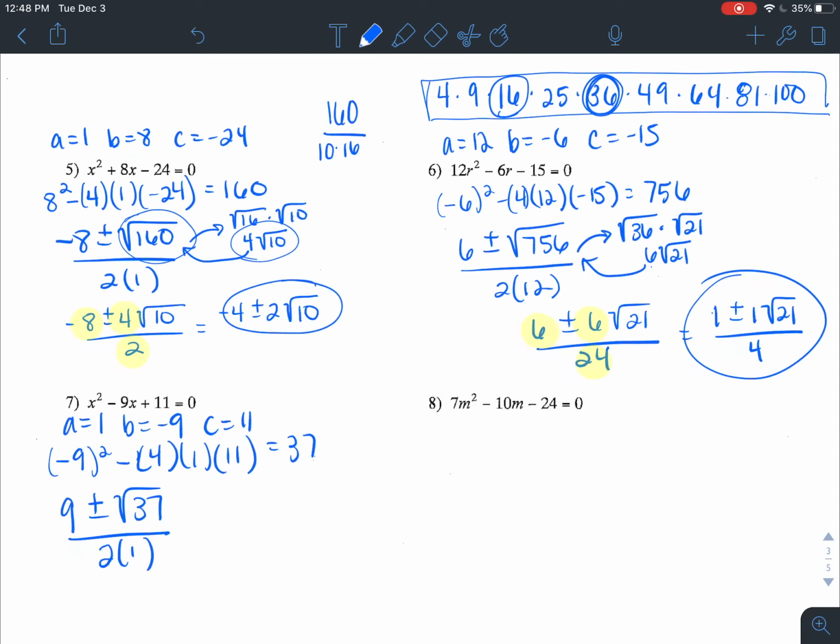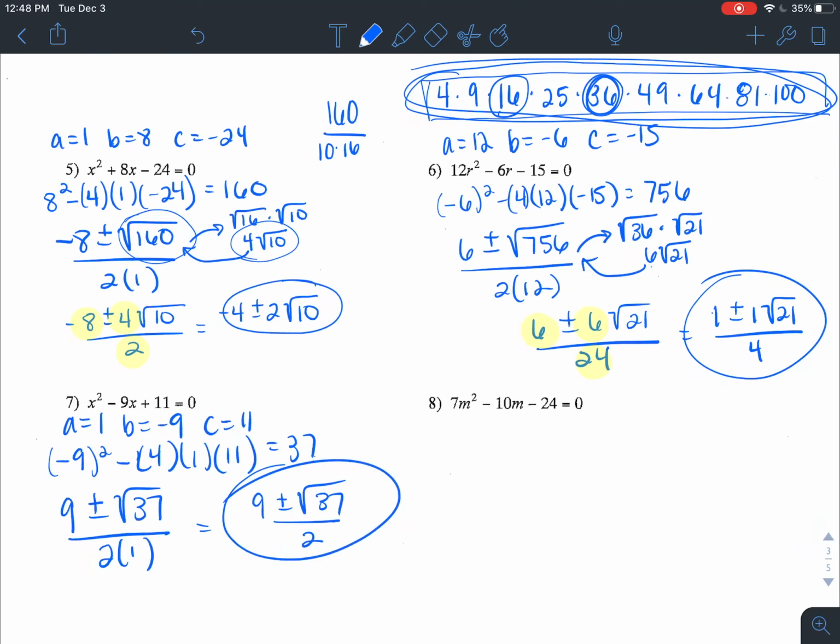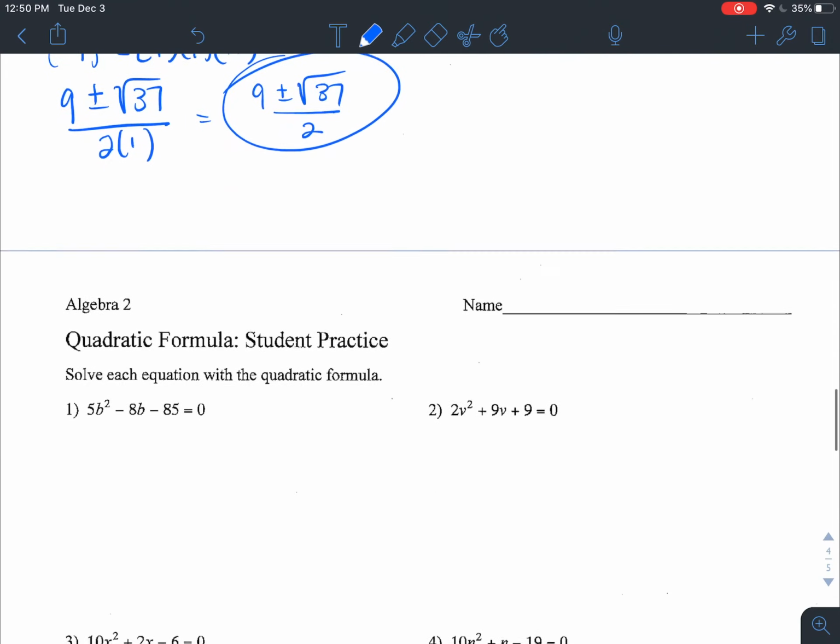Now, 37 is a prime number, meaning only 1 and 37 divide evenly into it. And 1 and 37 does not come from this list up here. So there's nothing I can do to that. That's as simplified as it can be. So my final answer is 9 plus or minus the square root of 37 over 2. And that's your answer.